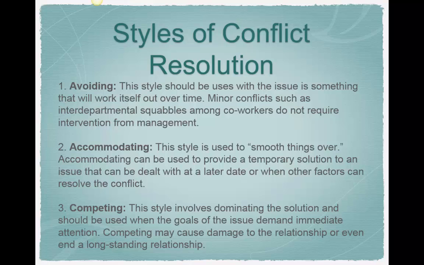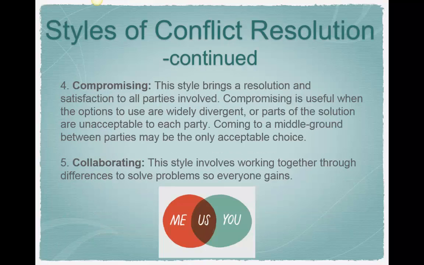Compromising is when we see satisfaction or an effort to bring satisfaction to all parties involved. And this might be useful when the ideas are widely divergent, so the needs or the preferences of the individuals are very much in conflict. As a result, the parts of the solution might be unacceptable to each party, but they come to a middle ground where that's the only acceptable choice. We can't fully meet the needs of both parties, so we come to some middle ground.